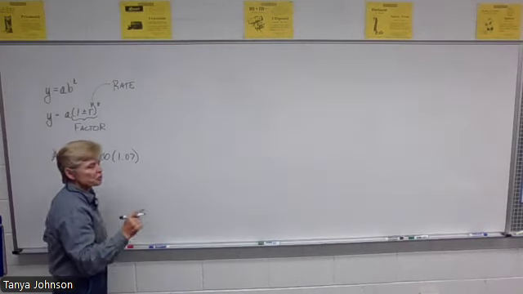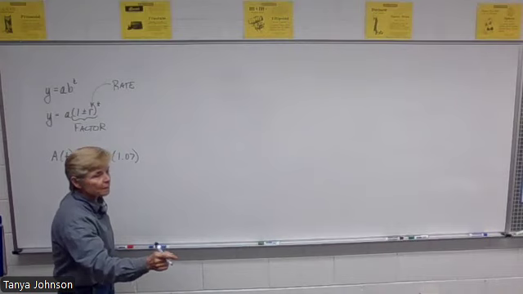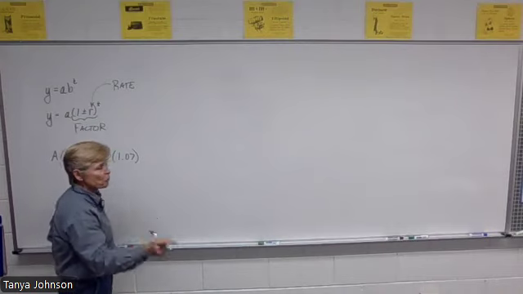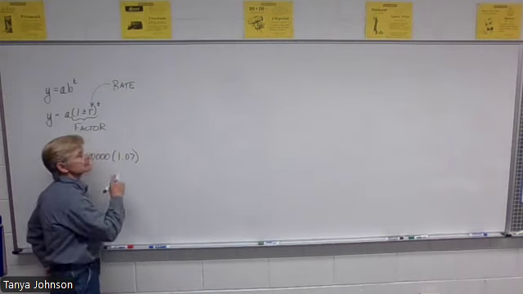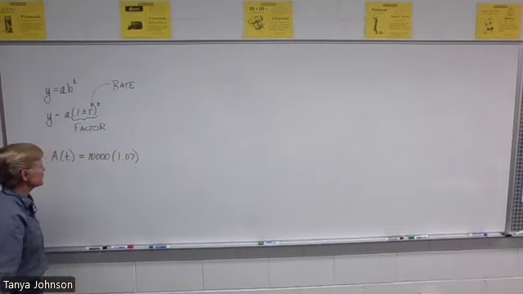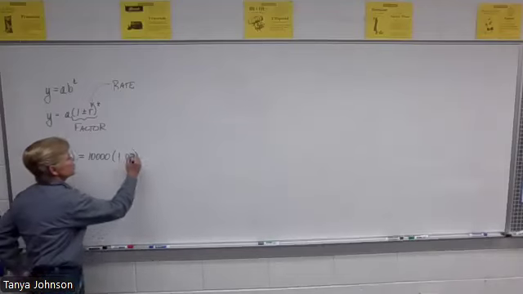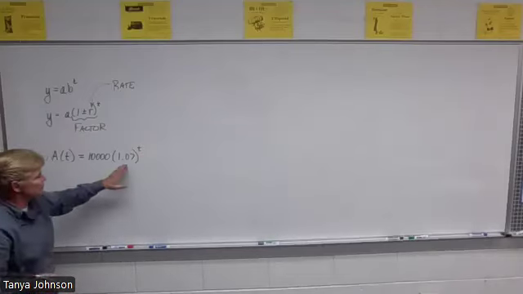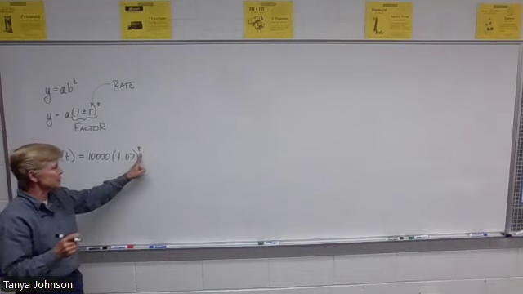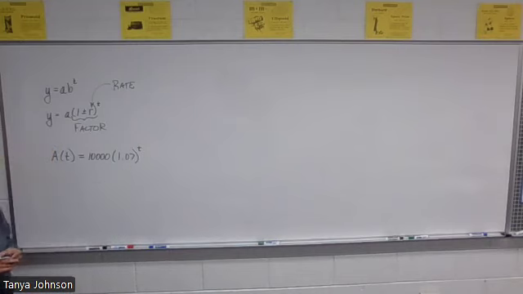1.07. What's the growth factor? 1.07. What's the growth rate? 7%. All right, we got it? And this would be for a certain number of years because it's 7% per year. They always give percentages from banks, always annually, so T is always in years.